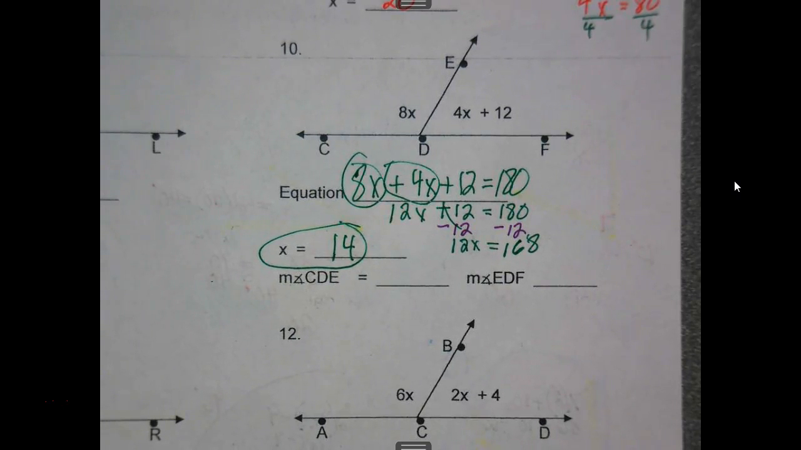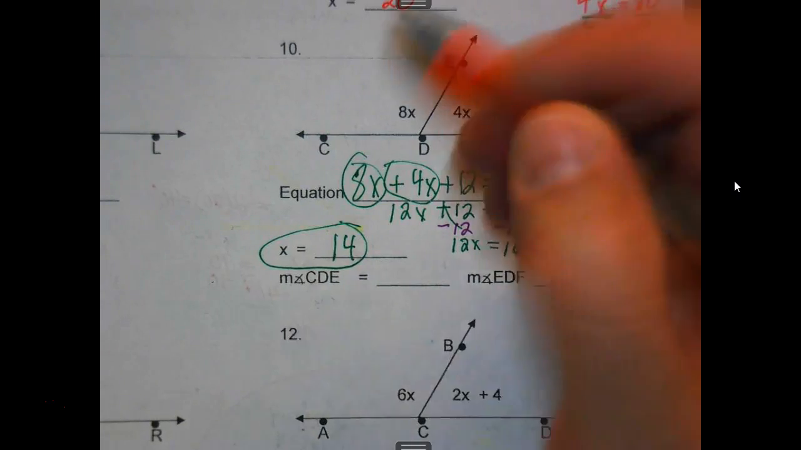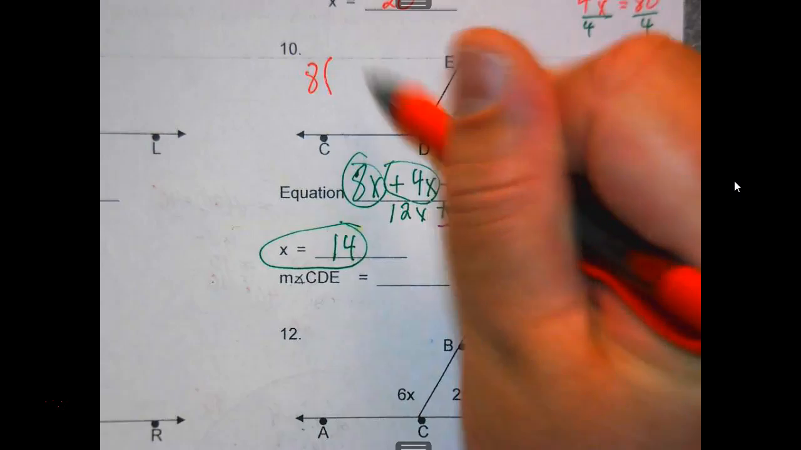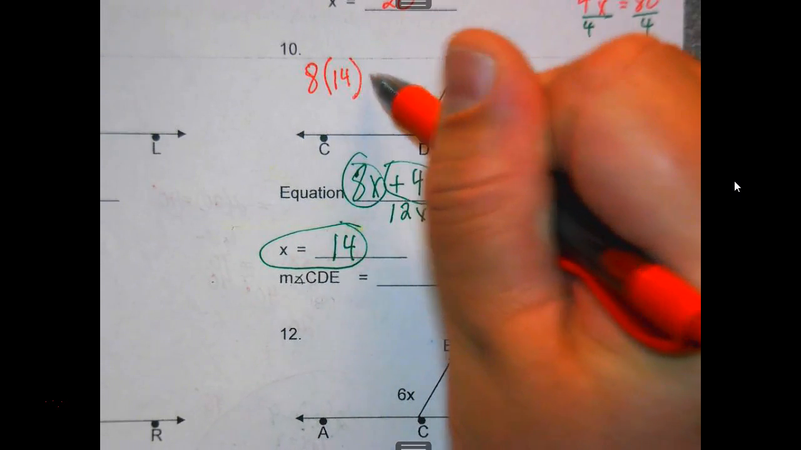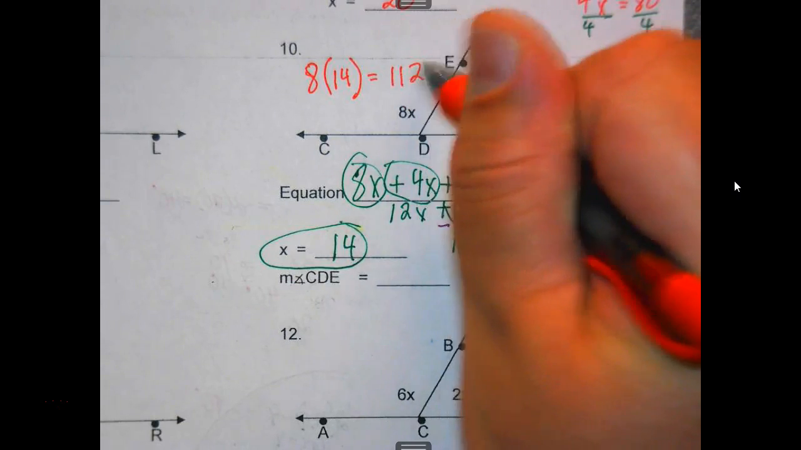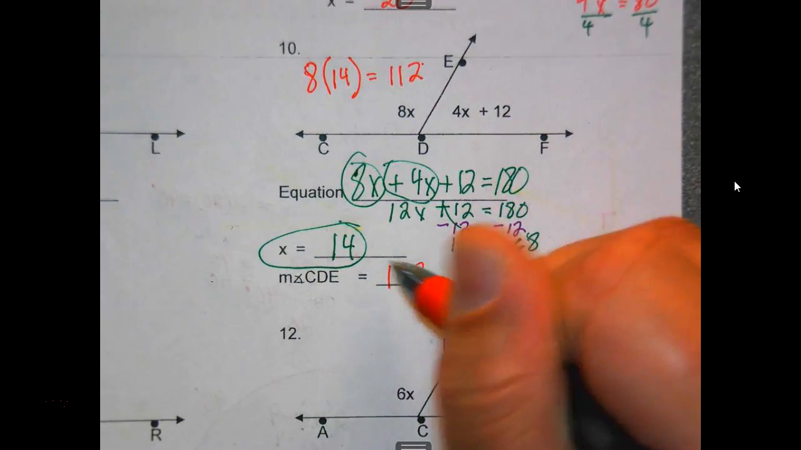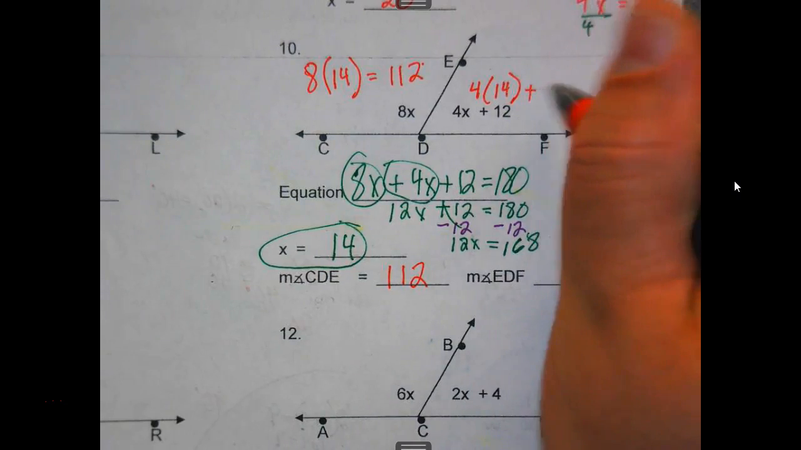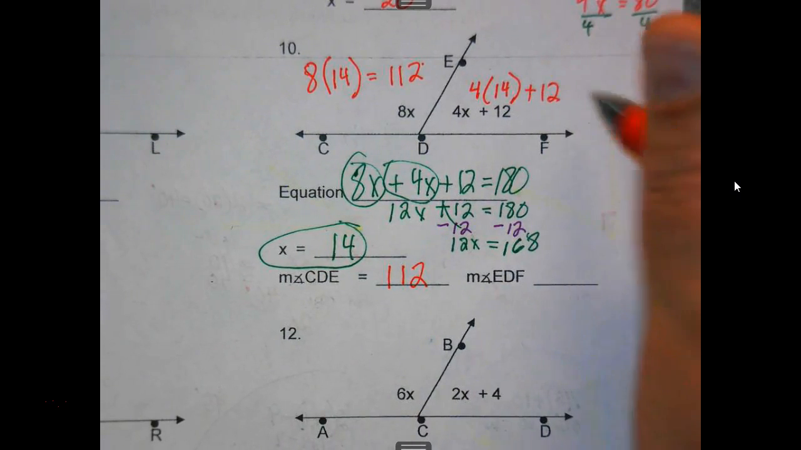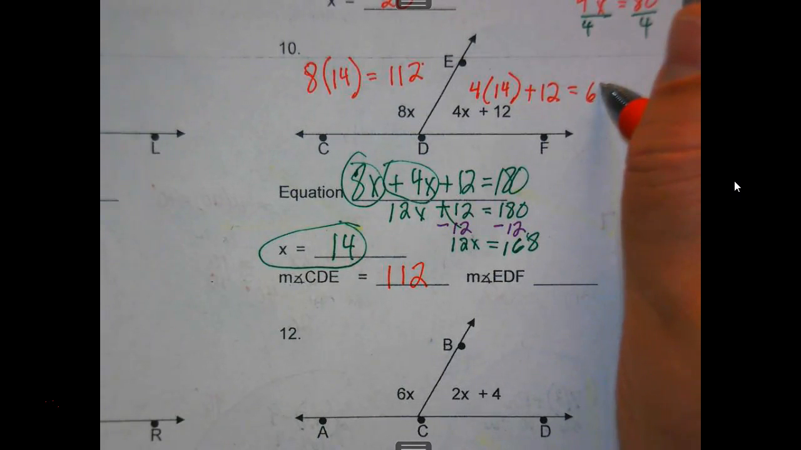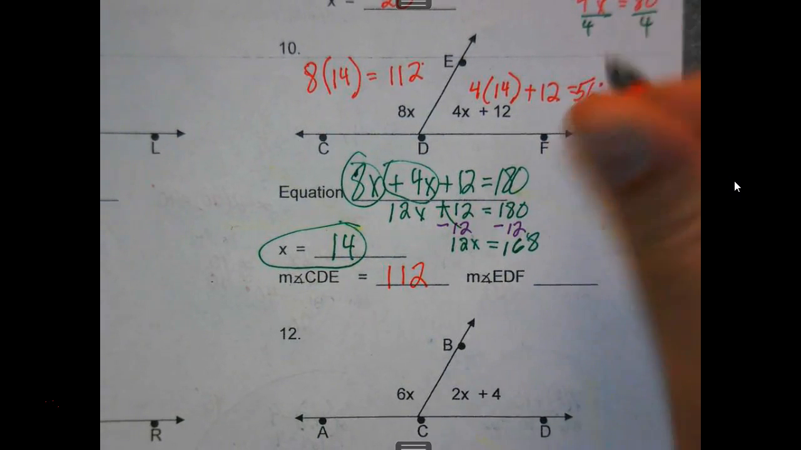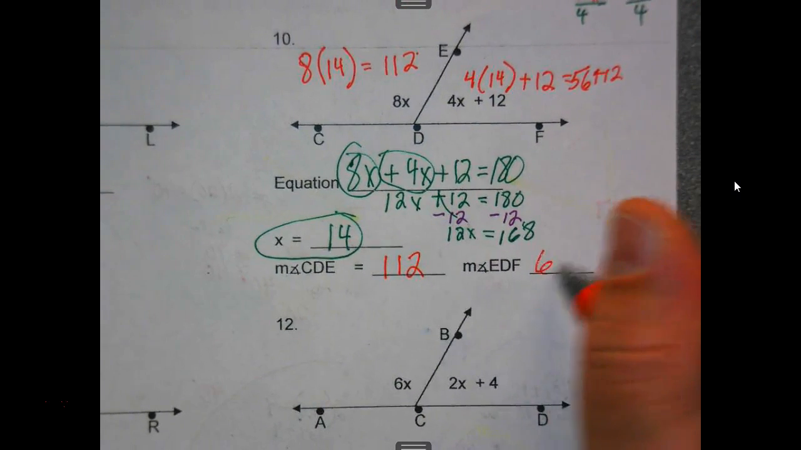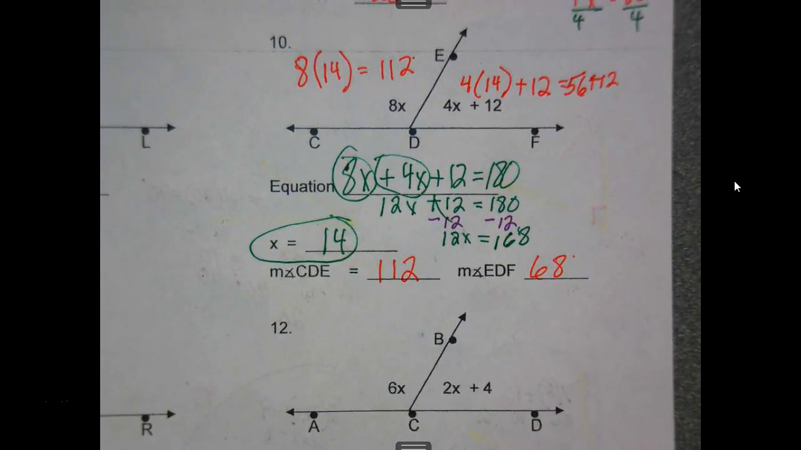So the measure of angle CDE, 8 times 14, that's going to be 112. And then 4 times 14 plus 12. So 56 plus 12 is 68. And they add up to 180.